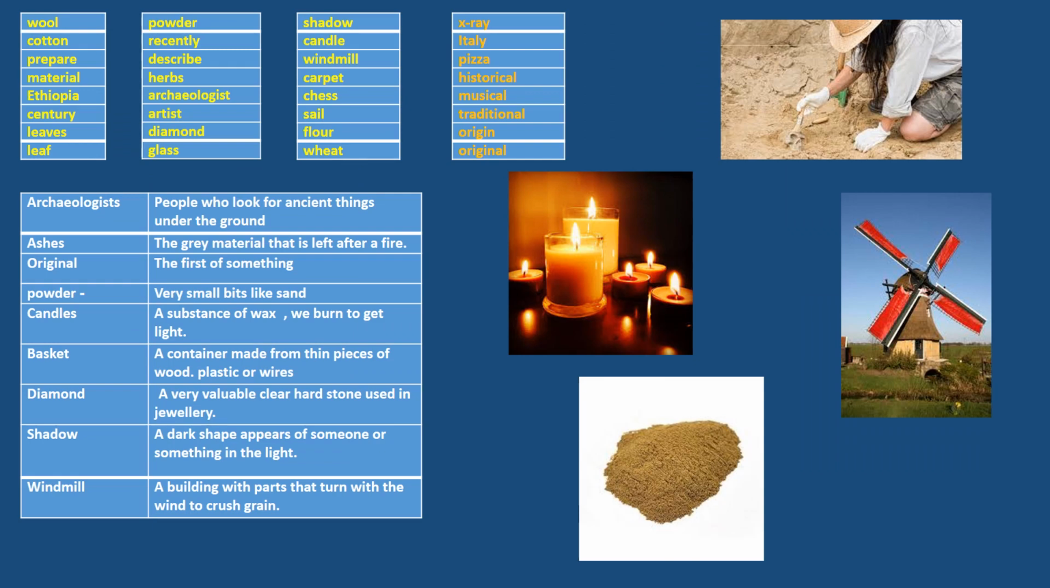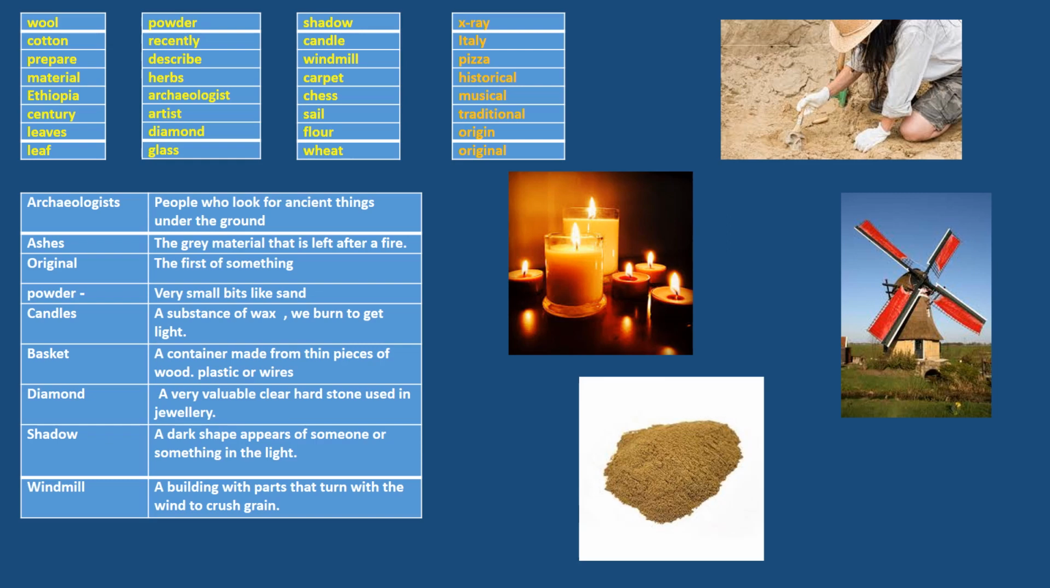Let's have down some definitions. We have archaeologist. Who is the archaeologist? The person who looks for ancient things under the ground, old remains. Ashes: the gray material that is left after a fire. Original: something was first made. Powder: very small bits like sand. Candles: a substance of wax burned to get light. Basket: a container made from thin pieces of wood.